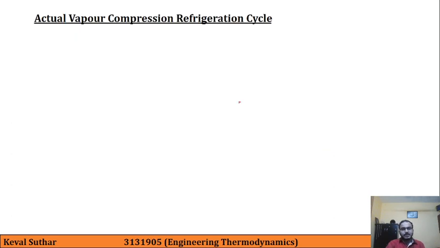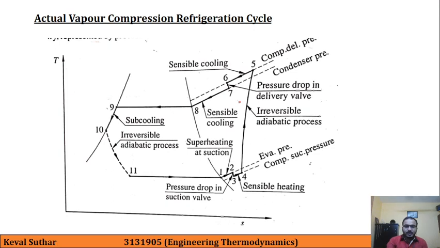And our next topic is the actual vapor compression refrigeration cycle, because previously we have studied only the ideal cycle in which all processes are ideal, that is isentropic, isobaric and adiabatic. However, there are some losses which happen in the actual cycle, that we will discuss in our next lecture.